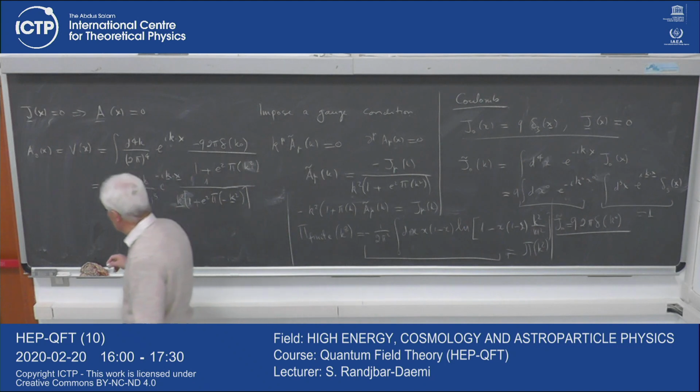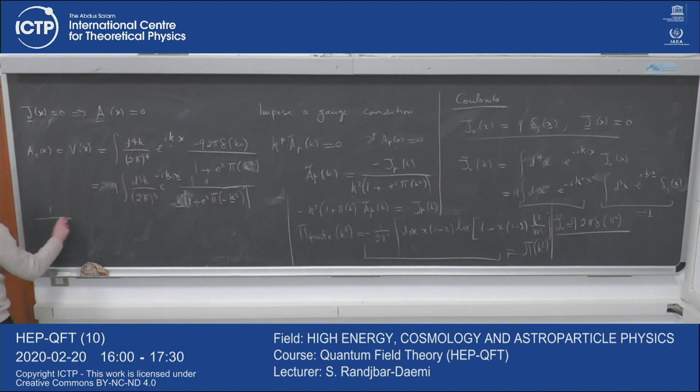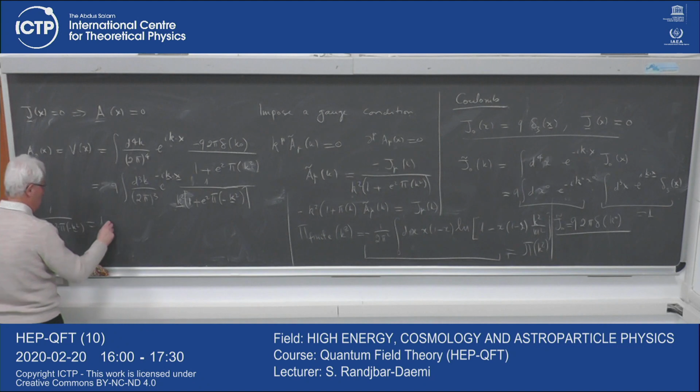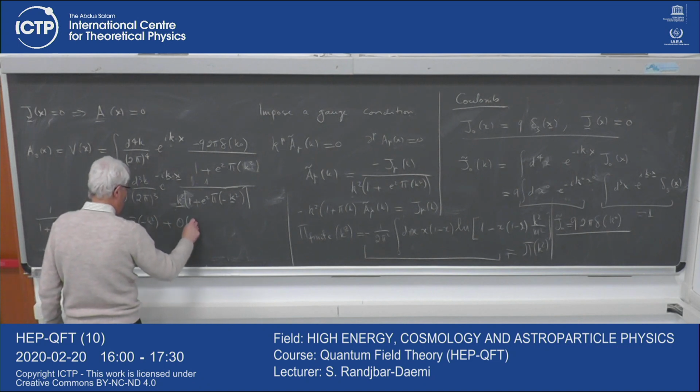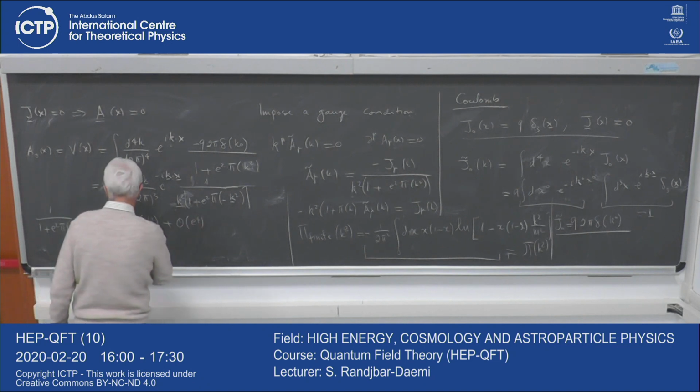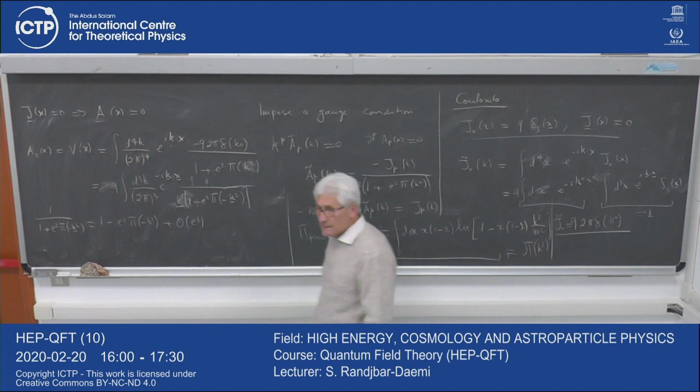It means we should replace 1 over 1 plus e squared pi of minus k squared by 1 minus e squared pi of minus k squared plus terms of e to the 4 and higher. Okay?